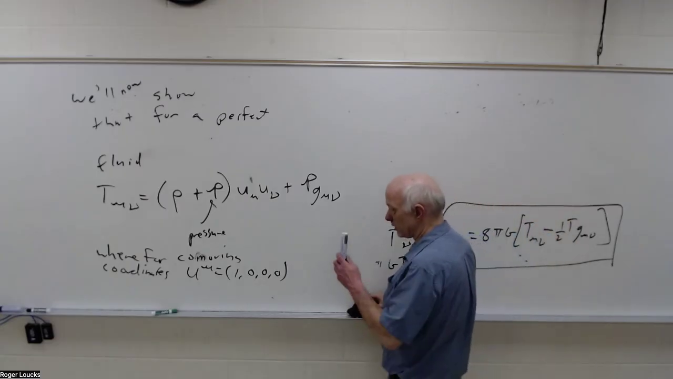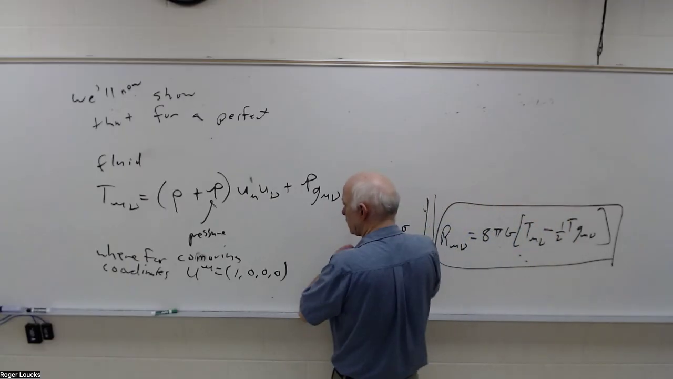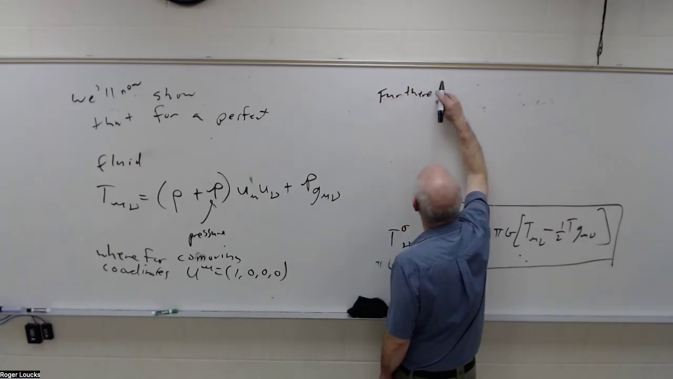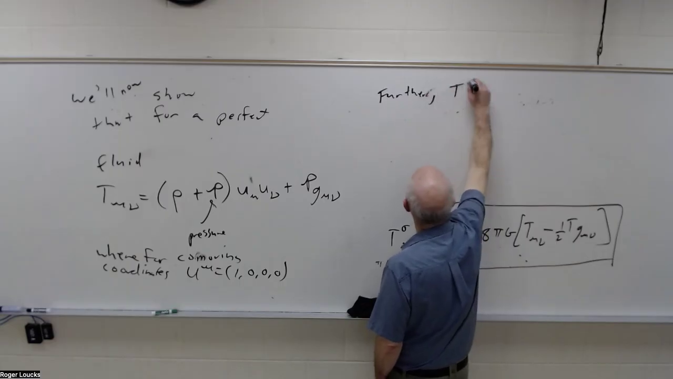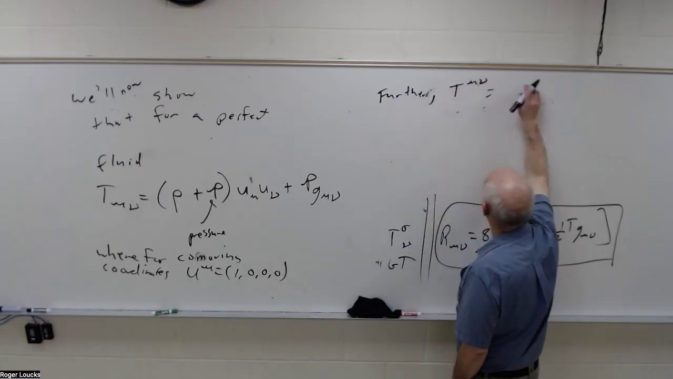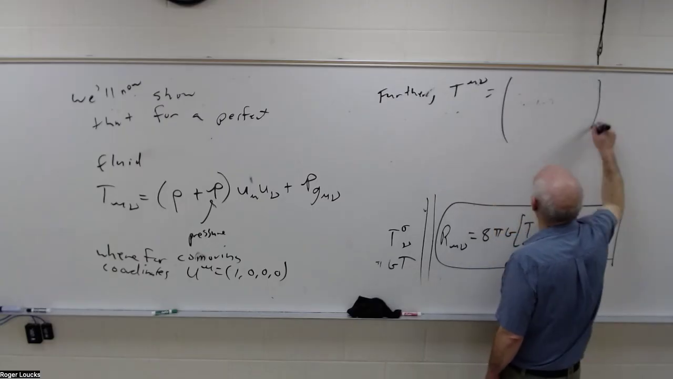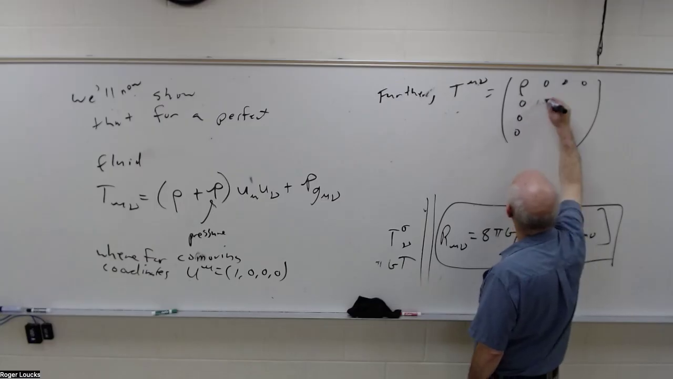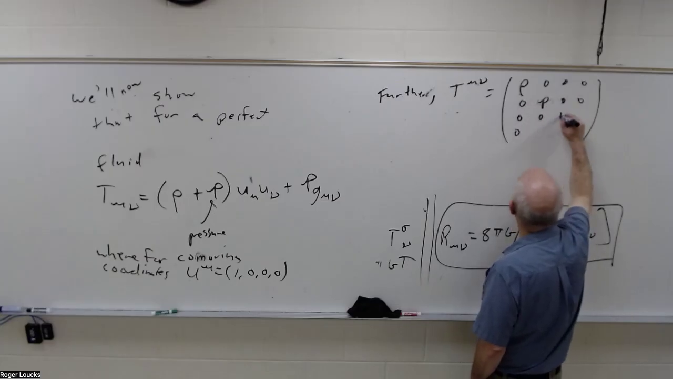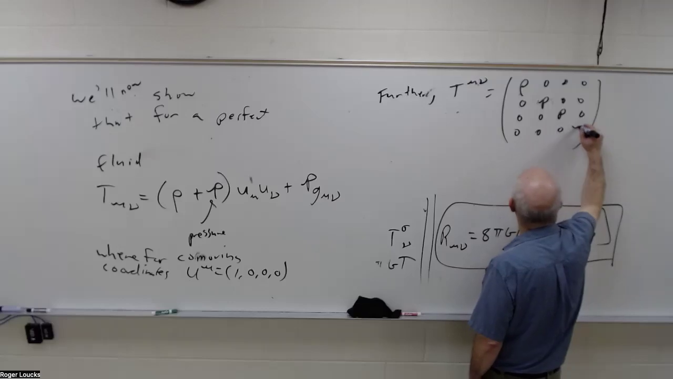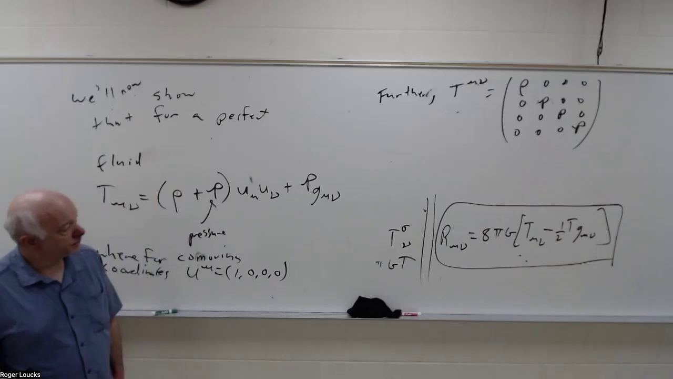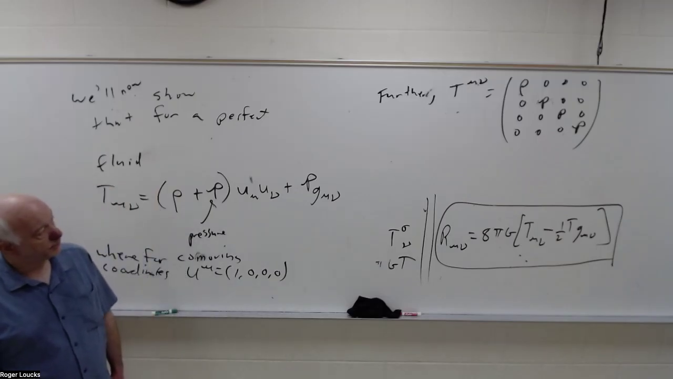Now do a little bit more. Further. Okay, the T, if I make the indices upper like this, when we're all done with it, this will become rho, 0, 0, 0, 0, 0, 0. Then we're going to have pressures down the side, along the diagonal. That's what our T mu nu is going to become. Okay, that's what that'll be.